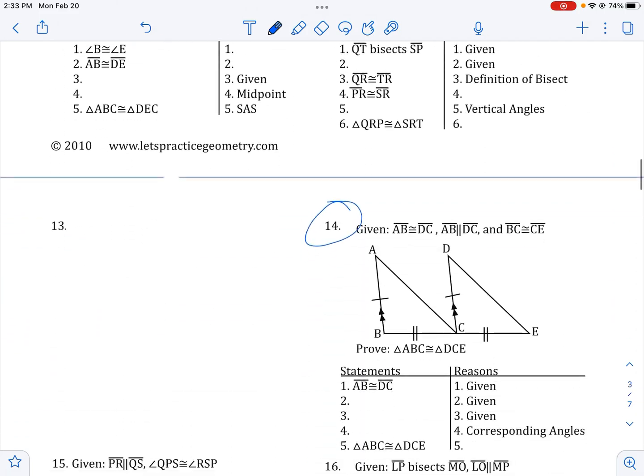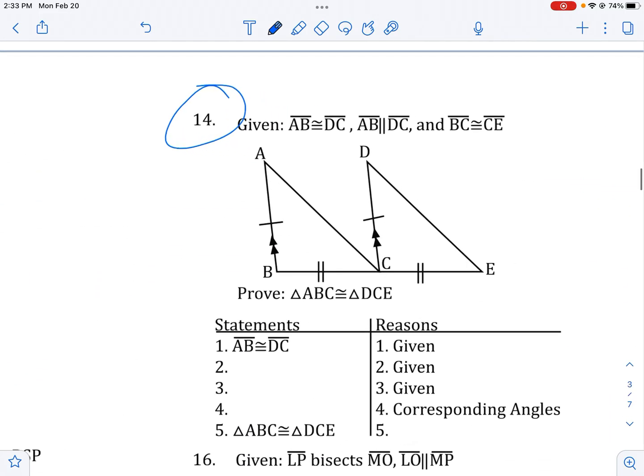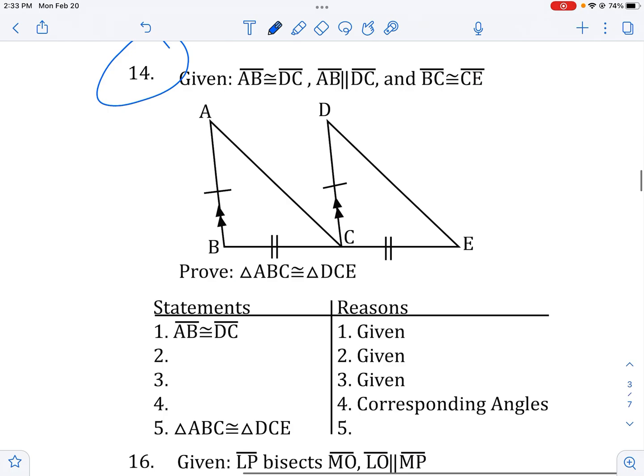I do want to jump to another one that's later on, number 14. We have some slightly different givens here. What I'd like for you to do is pause the video, see if you can complete the proof, and we'll check it.